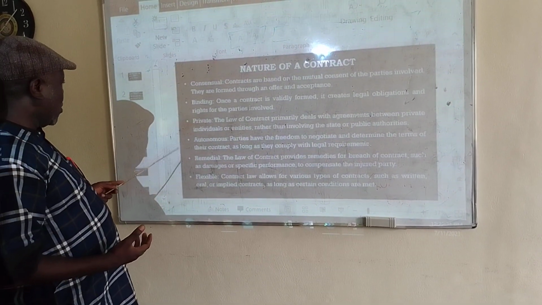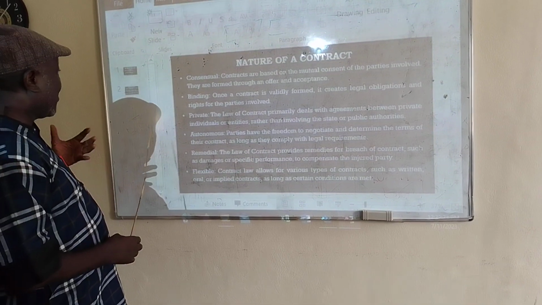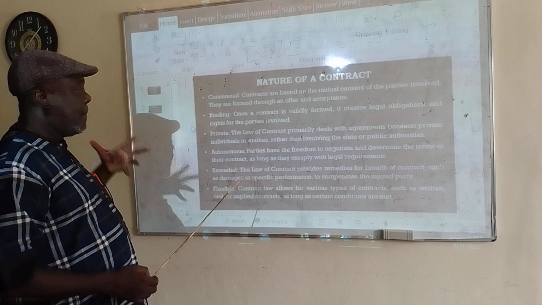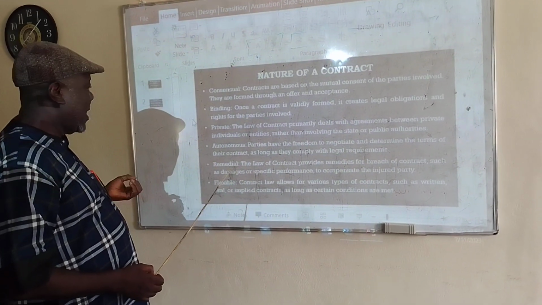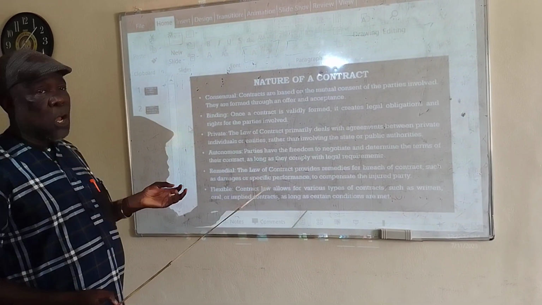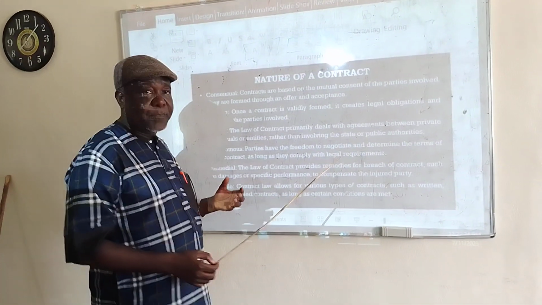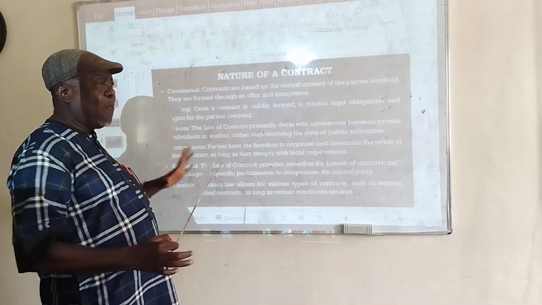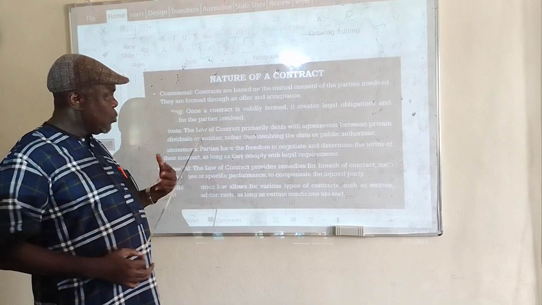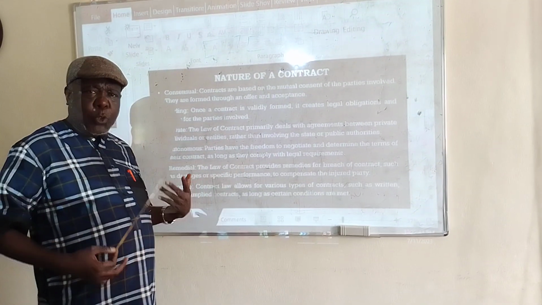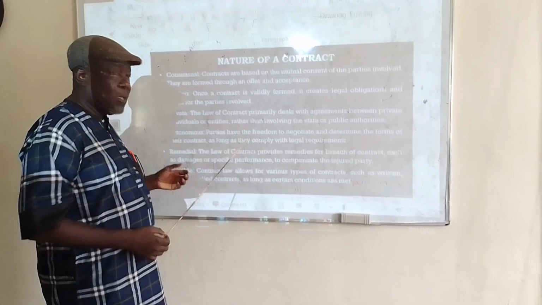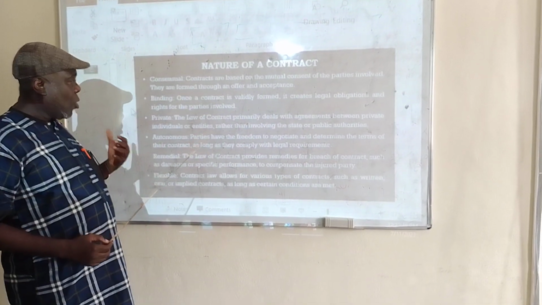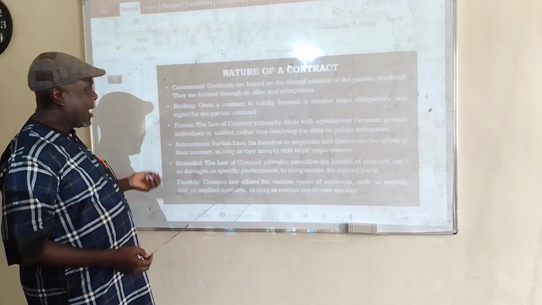The third one is what we call private. The law of contract primarily deals with what? Agreements between parties, individuals or entities, rather than involving the state or public authorities. This implies that it falls within the realm of what we call private law. As we have said, it is an agreement between two parties, and then the courts will enforce such agreements.